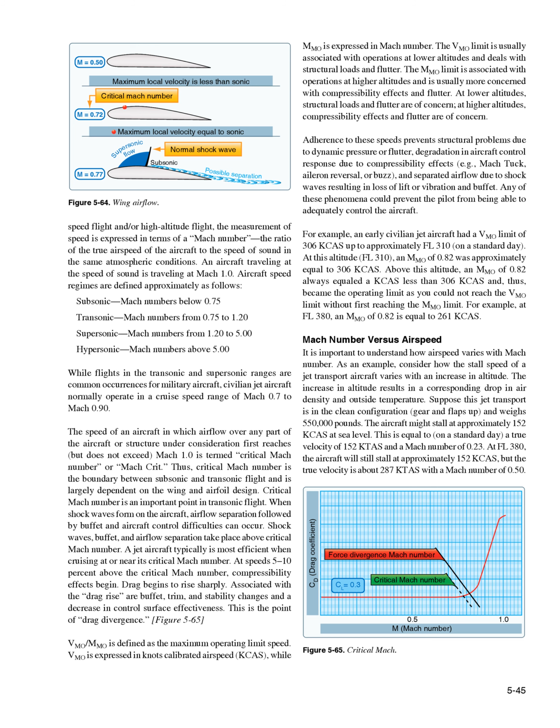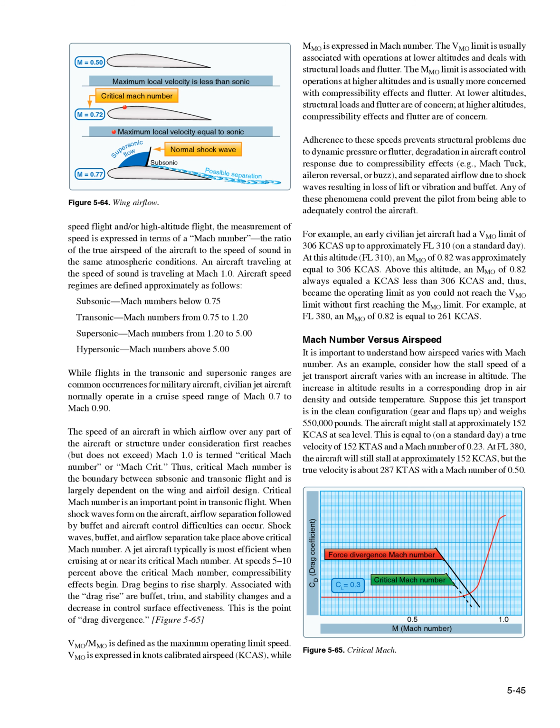The speed of an aircraft in which airflow over any part of the aircraft or structure under consideration first reaches, but does not exceed, Mach 1.0 is termed critical Mach number, or Mach crit. Thus, critical Mach number is the boundary between subsonic and transonic flight and is largely dependent on the wing and airfoil design. Critical Mach number is an important point in transonic flight. When shock waves form on the aircraft, airflow separation followed by buffet and aircraft control difficulties can occur. Shock waves, buffet and airflow separation take place above critical Mach number.